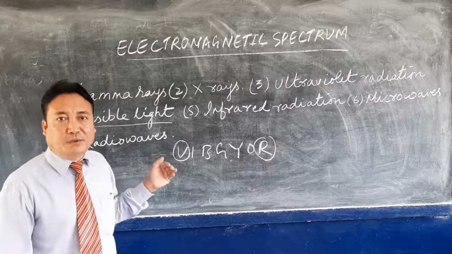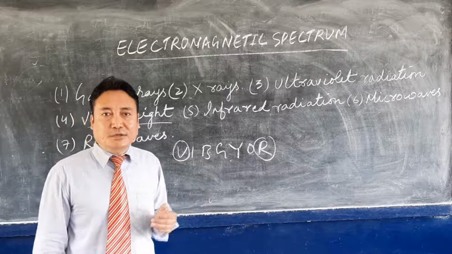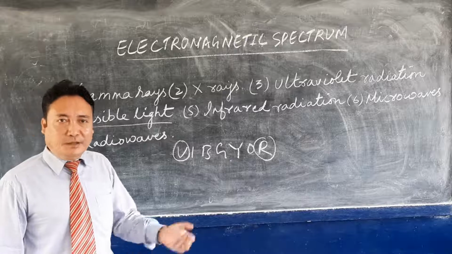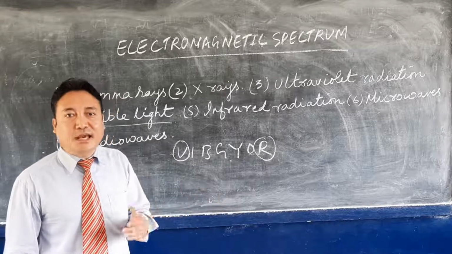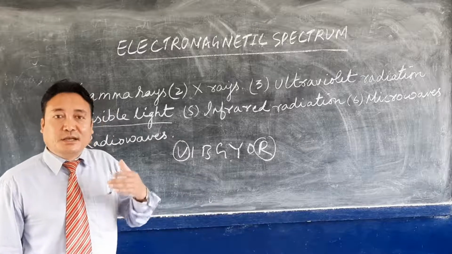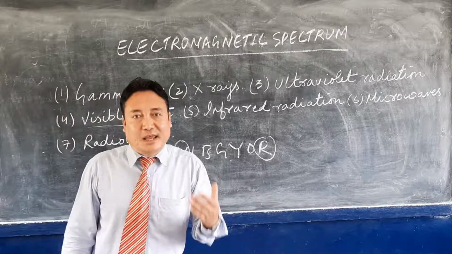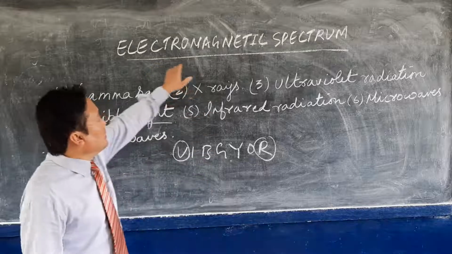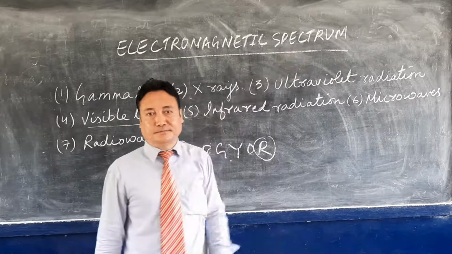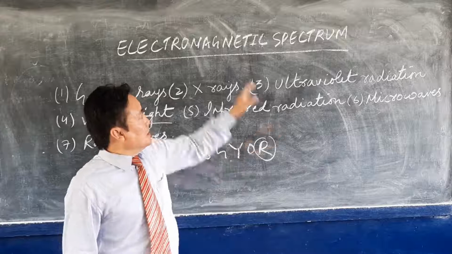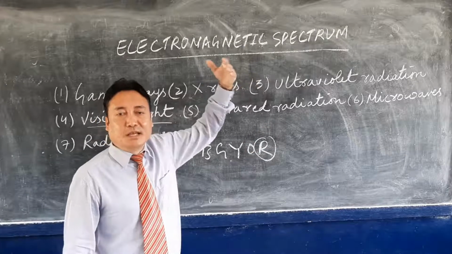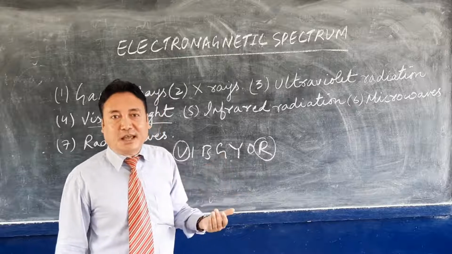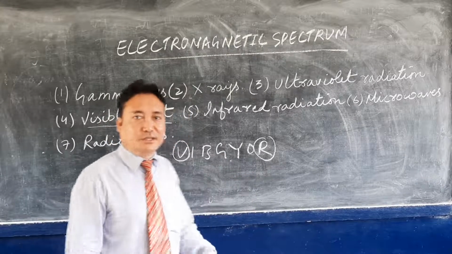And these electromagnetic waves are classified according to their wavelength and frequency. This orderly classification of electromagnetic waves in terms of wavelength and frequency is what we call the electromagnetic spectrum. They are known as the electromagnetic spectrum because they are classified according to their wavelength and frequency.